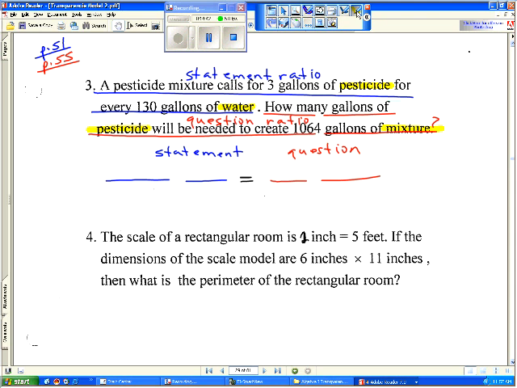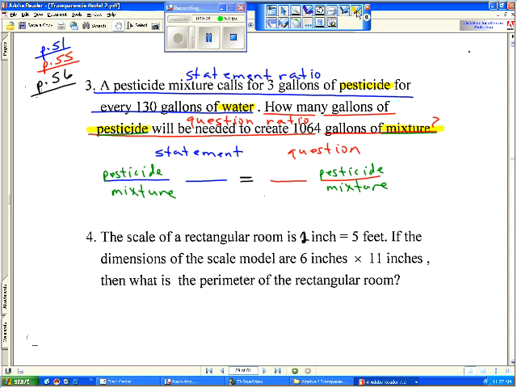Do we make them say what the statement says, or do we make them say what the question says? We have to make them say what the question says, and the question was pesticide to mixture. So we're going to put pesticide mixture. What does it say at the top of page 56, which is the page dedicated to mixture proportions? What does it say up there?